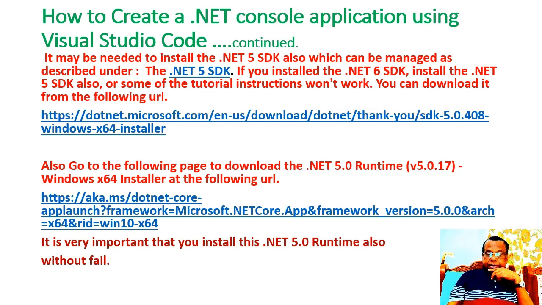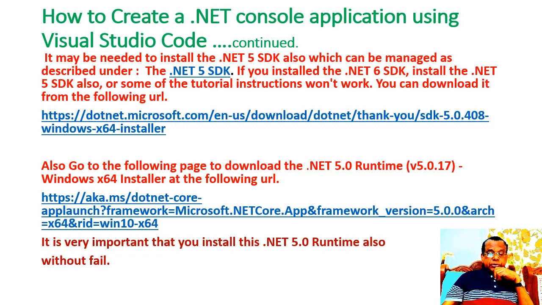Okay. Then, the next step is also very important. Look. Also, go to the following page to download the .NET 5.0 runtime. It's very important. SDK is one thing, runtime is another. In brackets I have mentioned version 5.0.17, Windows 64 installer, at the following URL. This is available at the following URL.